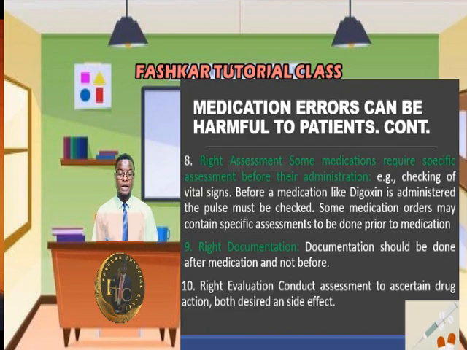Then the next R is what? Right assessment. Some medications require specific assessment before the administration. So check the vital signs. There are medications like digitalis that you are giving to patients that have heart problems. You need to check. Right assessment is very, very important. You must do vital signs before you give the medications. You understand? So before a medication like digoxin is administered, the pulse must be checked. You have to do that. Then, as I earlier said, right documentation is part of it.